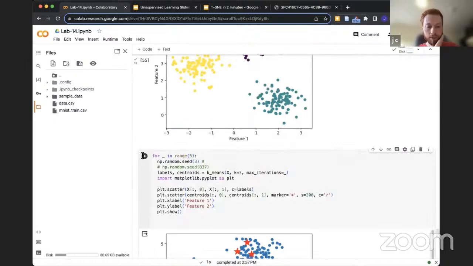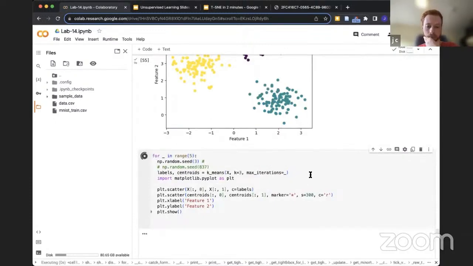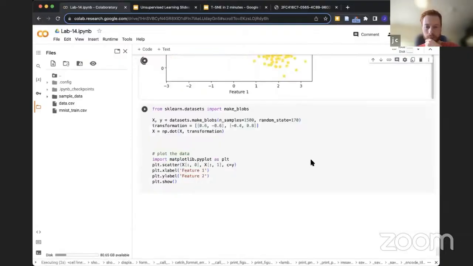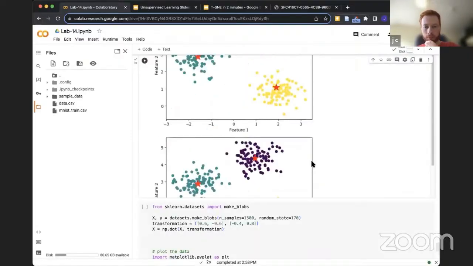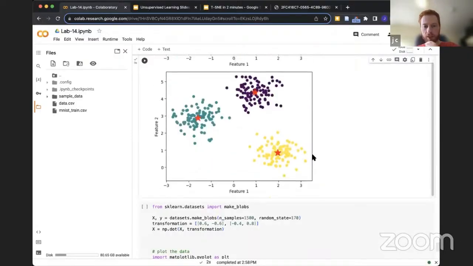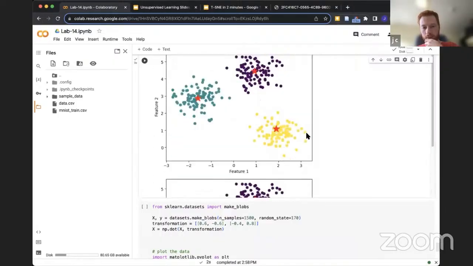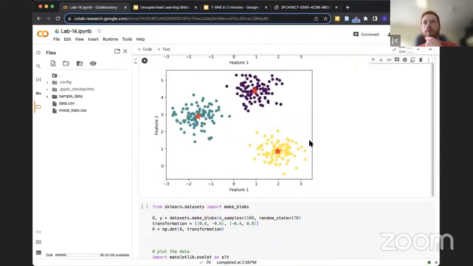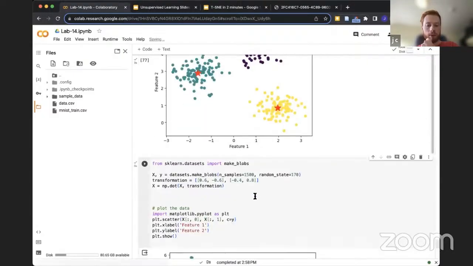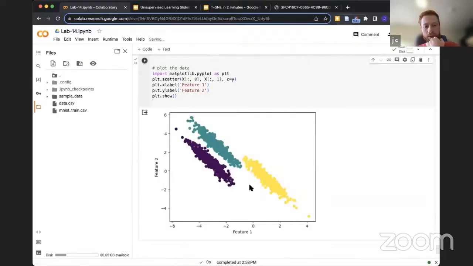So if you go to 5, there's essentially no difference between the last 2. Okay. And we're almost at the end. Just look at this data set.